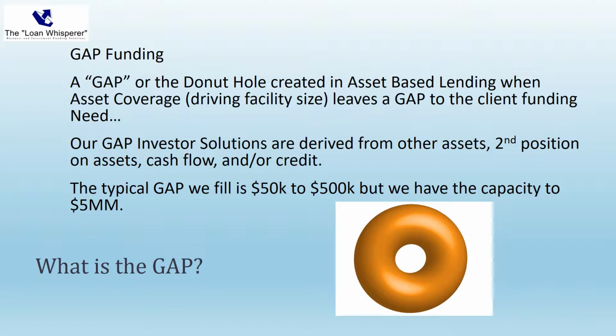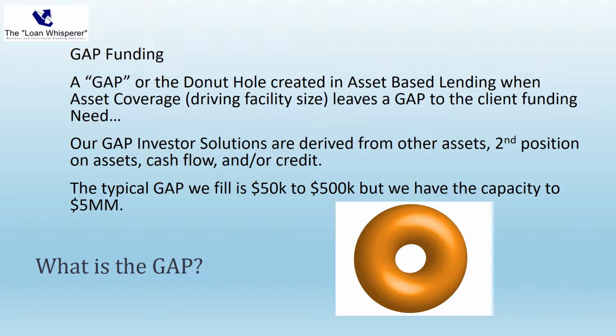So what is this gap or donut hole that is talked about in funding? A gap or a donut hole is created in asset-based lending when asset coverage leaves a gap to the client funding need. So what I mean by that is in asset-based funding, you typically have a value of the asset, you have a loan amount percentage that is going to be lent against that value, and that is your facility availability. And I'll talk about the difference between facility size and availability in a moment.